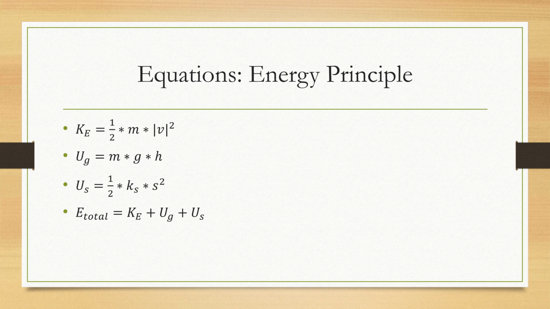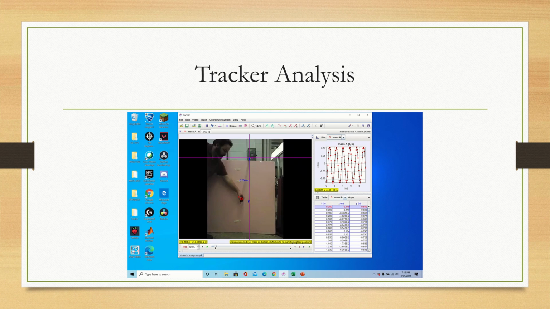From the energy principle, we have kinetic energy is 1/2 mv squared. The gravitational potential energy is mass times gravity times height. Spring potential energy is 1/2 times the spring constant times the displacement of the spring squared, and then total energy is equal to the sum of the kinetic energy, the gravitational potential energy, and the spring energy.